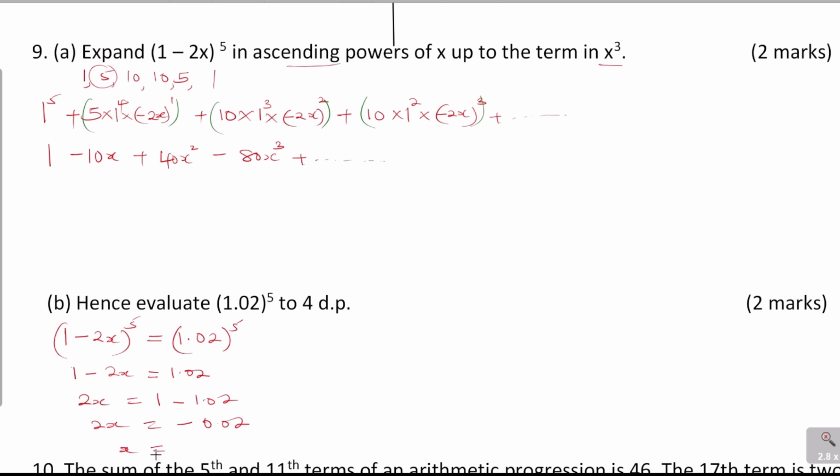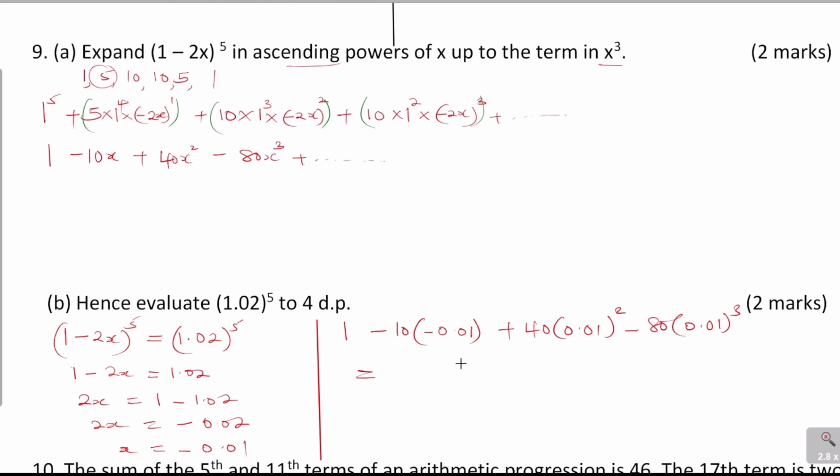So x, divide both sides by 2, this will give negative 0.01. That is the value of x. Now after getting the value of x, you substitute it in the expansion that is here. So 1 minus 10x, x is negative 0.01, then plus 40x squared, substitute, and then minus 80x cubed. So that is the expansion. Use the calculator to work out these.